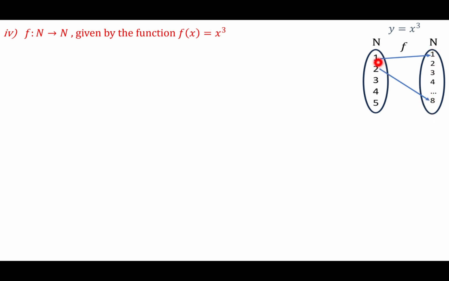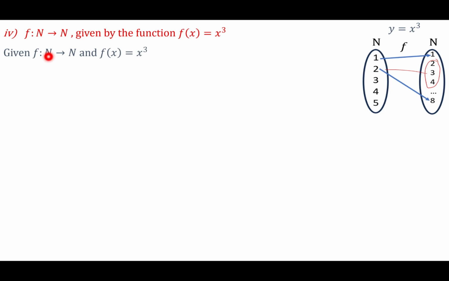If I plug in x as 1, then I get y as 1. So 1 makes an image with 1. If I plug in x as 2, I get 8. If I plug in x as 3, I get 27 somewhere here. So all elements of set A have an image in the codomain. So it is a 1-1 function. But if you see a few numbers, 2, 3 and so on, they don't have any pre-image. So it is not onto. Let us prove it.